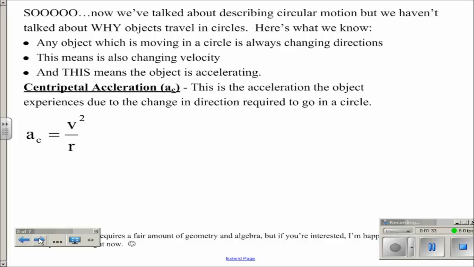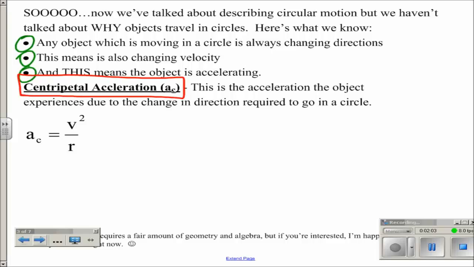All right, so here's what we know about any object that goes in a circle. Any object that's moving in a circle is always changing direction. That means the velocity is changing, right? Because velocity includes speed and direction. And since the velocity is changing, you're accelerating. So any object going in a circle is accelerating. And the name of the acceleration that the object experiences while it goes in a circle is centripetal acceleration.